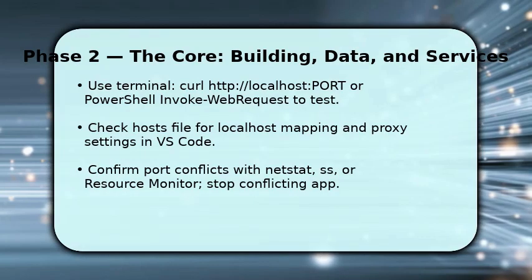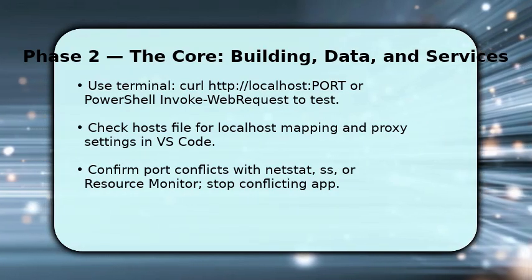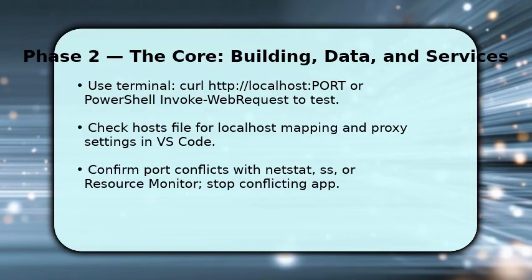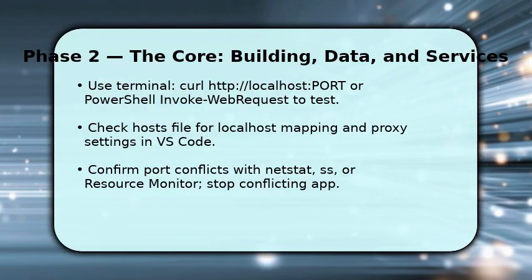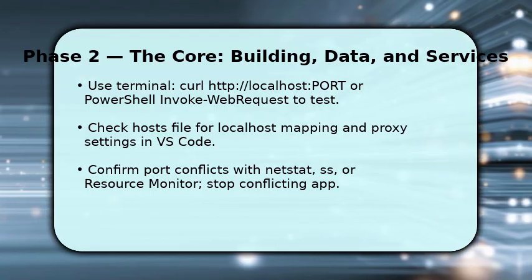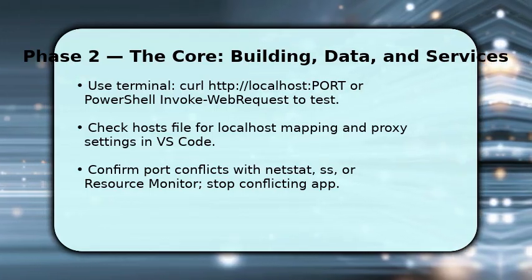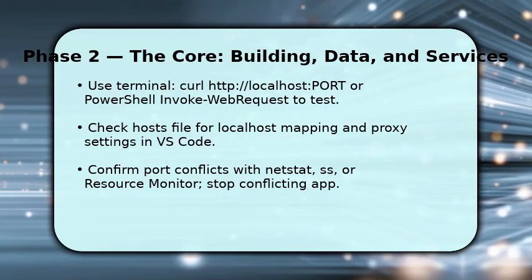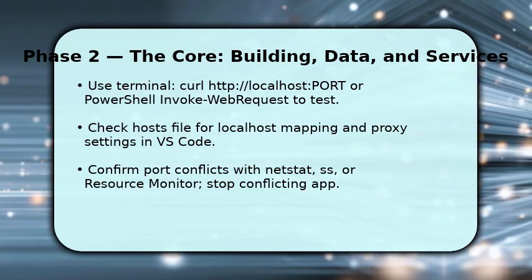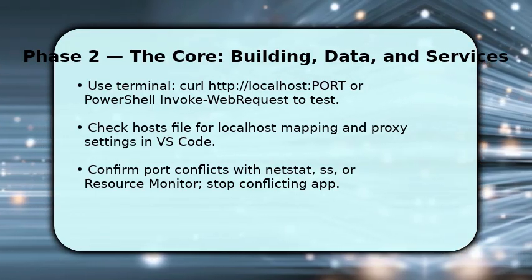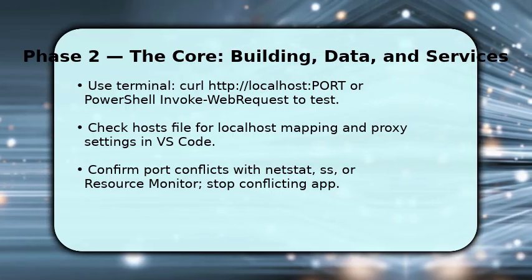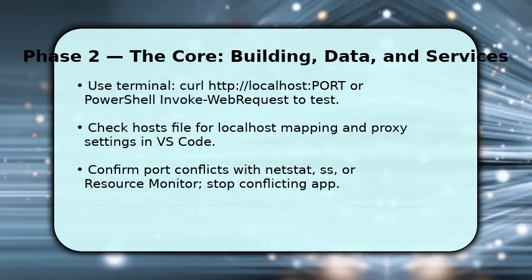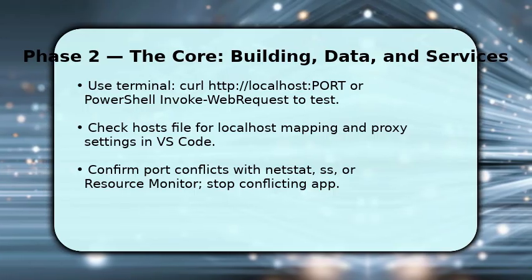Next, diagnose the middle layer between VS Code and your app. In the integrated terminal, run curl or Invoke-WebRequest against http://localhost:port to see raw responses. If that fails, inspect the hosts file to confirm localhost resolves to 127.0.0.1 and review VS Code proxy settings or environment variables like HTTP_PROXY.